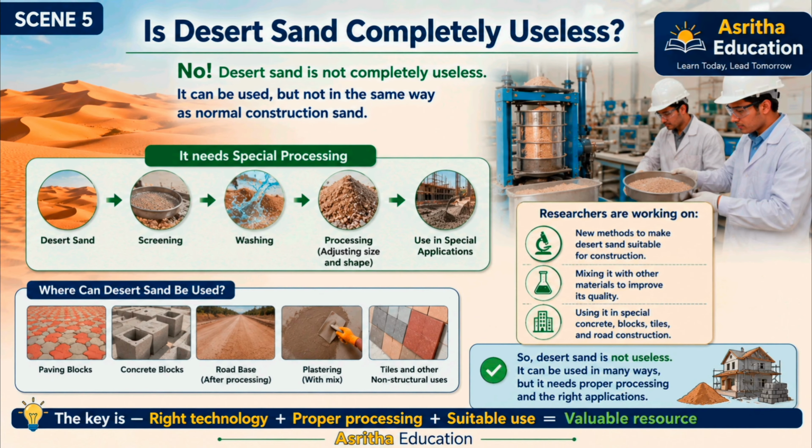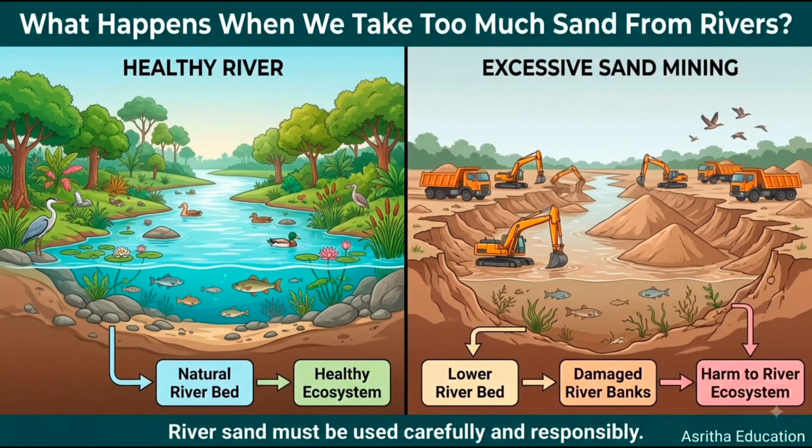Is desert sand completely useless? No, not at all. Desert sand is not completely useless. Scientists and engineers are studying different ways to process desert sand so it can be used in construction. For example, it may be processed or mixed with other suitable materials. But this needs special methods, so we cannot simply take sand from a desert and use it directly like normal construction sand.